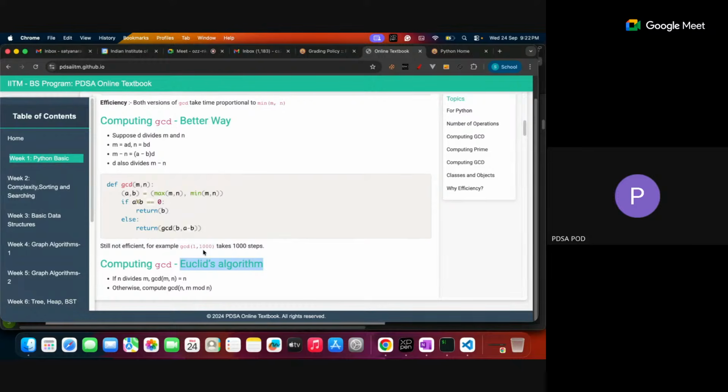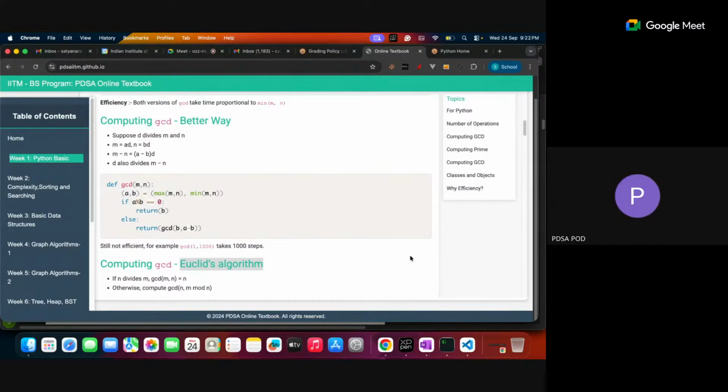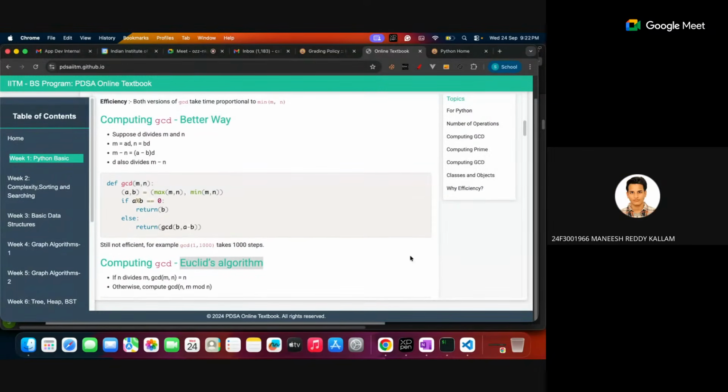Instead of doing many subtractions, we apply remainder or modulo. Remainder means many subtractions are not done. Yes, sir. Mathematically it is given. Simply what they did, see. Sir, could you repeat once again?